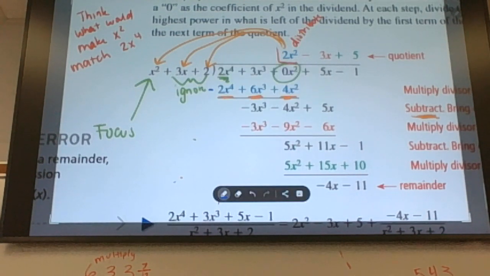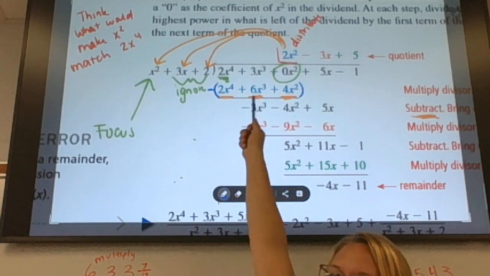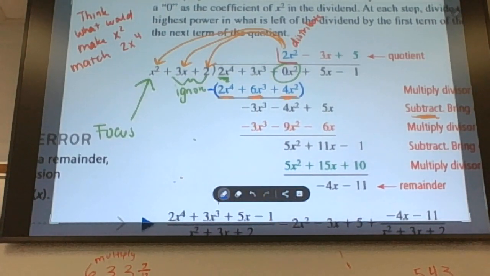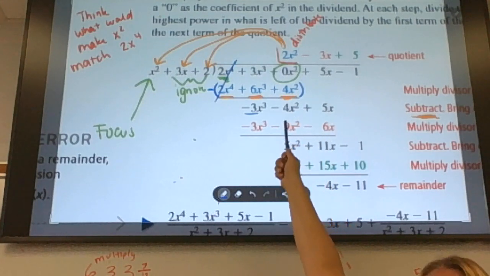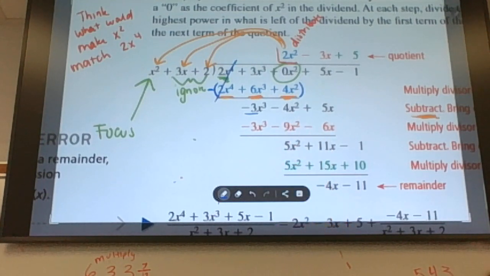In division, you subtract down. So I put a subtraction sign in parentheses. What's happening here is they're subtracting. So 2x to the fourth minus 2x to the fourth, that cancels. 3 minus 6 is negative 3. 0 minus 4 is negative 4. And the 5x has been brought down.